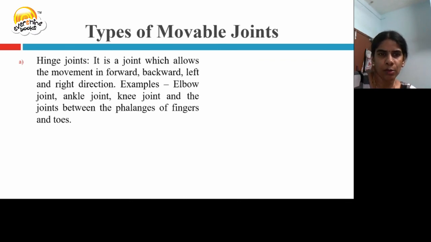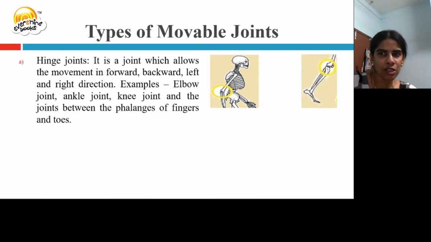It allows movement in the forward, backward, right and left directions. So you can think, which part of our body moves in forward, backward, left and right? Yes, it's the elbow joint, ankle joint, knee joint, and the joints between the phalanges and the fingers.